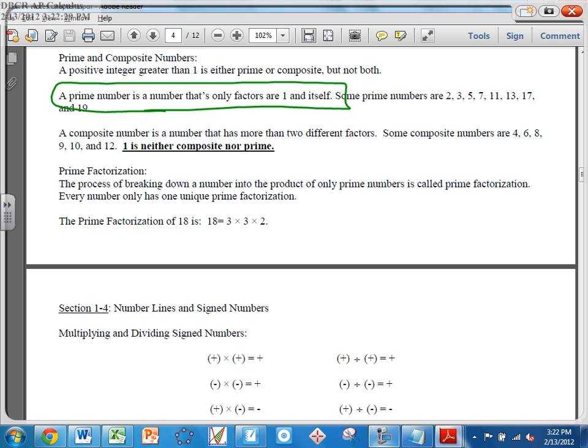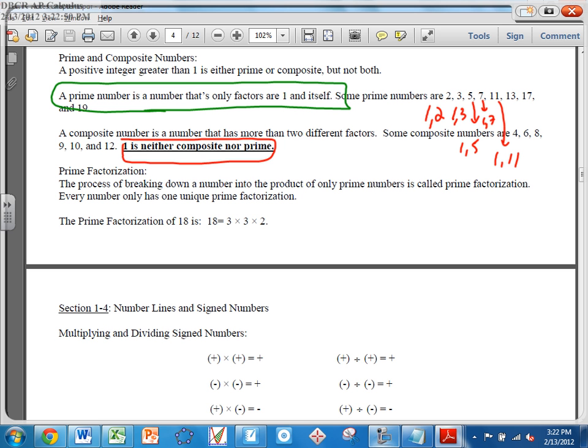Prime numbers start at 2. 1 is neither prime nor composite. Keep that in mind, and we'll talk about that too. It's written right here, but keep that in mind. 1 is an exception. The only factors of all these numbers are 1 and itself. This is 1 and 2, this is 1 and 3, this is 1 and 5, this is 1 and 7, this is 1 and 11, and so forth and so on.